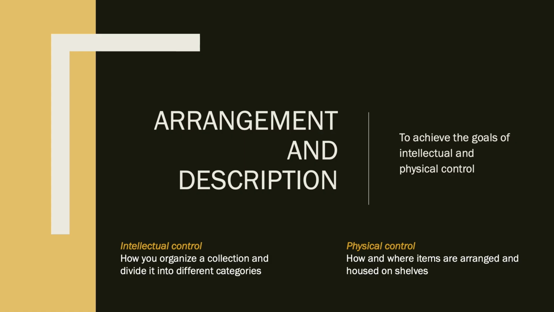Let's move on to arrangement and description of photographic collections to achieve the goal of intellectual and physical control. Intellectual control is how you organize a collection and divide it into different categories. Physical control is how and where items are housed and arranged. This may be a little more than you will do with your personal collections, but this is how I would process a photographic collection at work. You can take tips and tricks to aid in your personal collection organization.